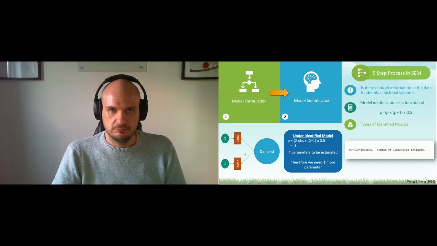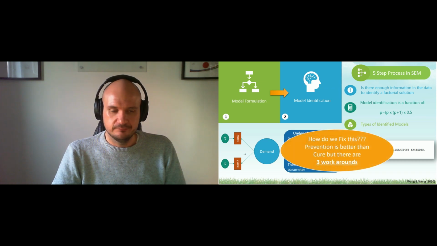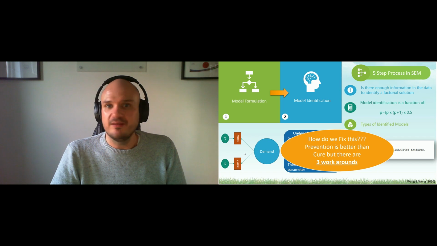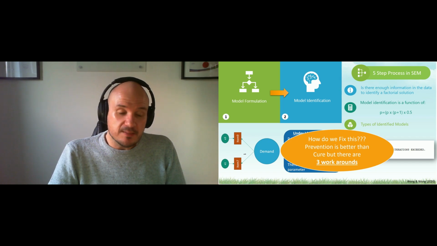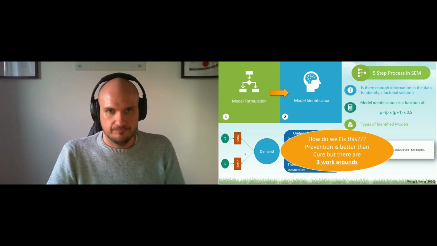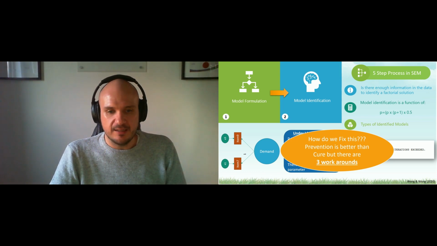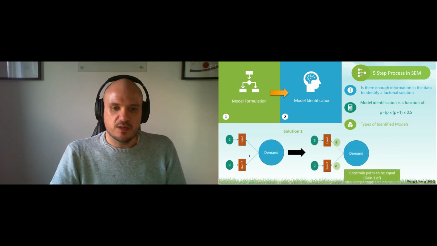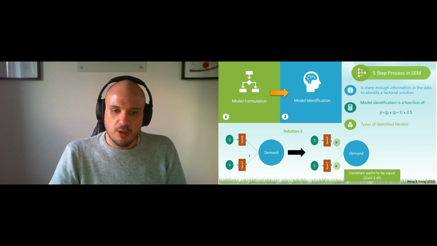But don't worry, we can fix it. But how do we fix it? Of course, prevention is better than cure, right? You can go look for an instrument that measures demands with 20 items, for example. So it's important to plan these things way before. But there are 3 things that we can do statistically to at least get the model to run. The first thing is we try to constrain the 2 paths, the 2 factor loadings, to be equal, right? Because if we constrain them to be equal, we at least gain 1 degree of freedom.